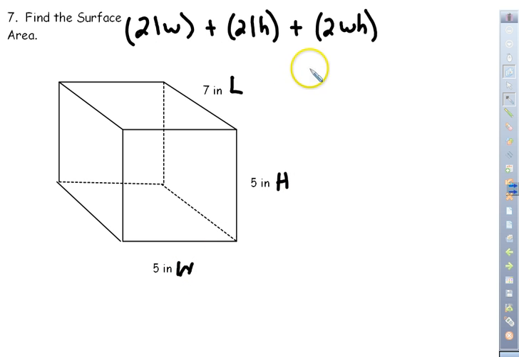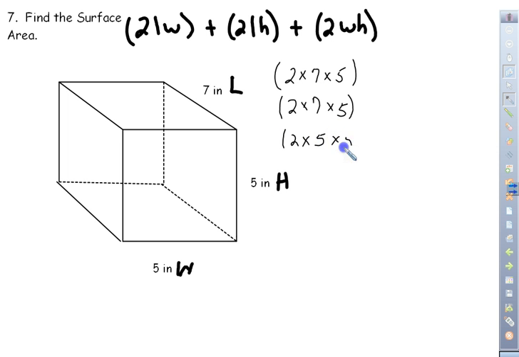So go ahead and plug these in. It's going to be a matter of saying 2, I'm going to make this a little smaller, 2 times my length, which is 7, and my width, which is 5. That's the first one. Then the next one is going to be 2 times my length, which is 7, and my height, which is 5. And then 2 times my width, which is 5, and my height, which is also 5.